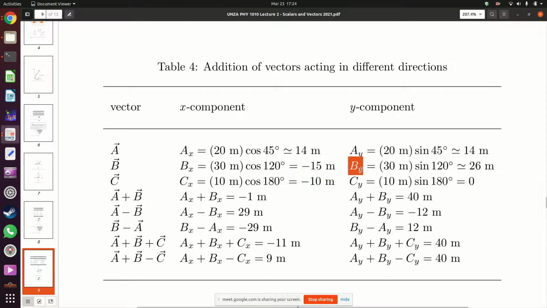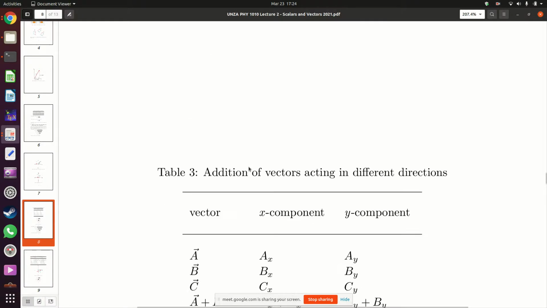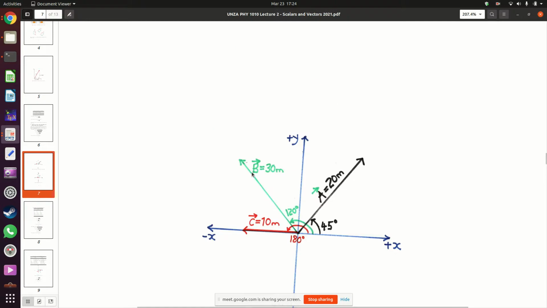Then for by, it is 30 meters multiplied by, that's the size of the vector, 30 meters, then multiplied by the sine of the angle, which is 26 meters. This 26 meters is positive. So the bx is negative, then the by is positive, 26 meters. What this means is that the y component of vector b lies along this line.